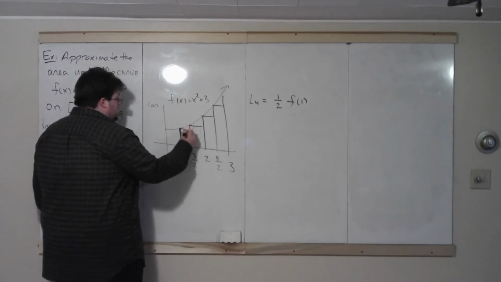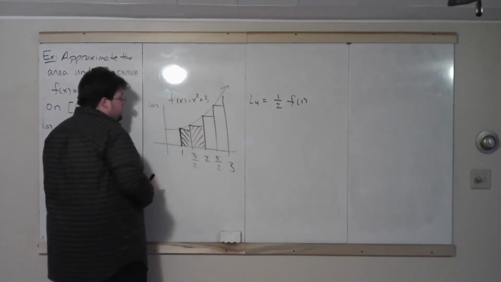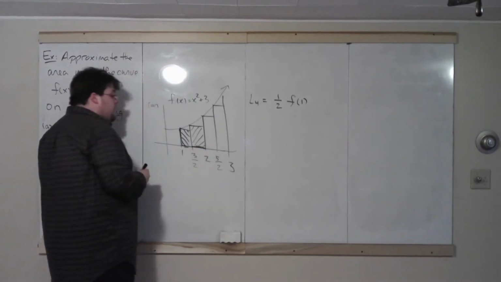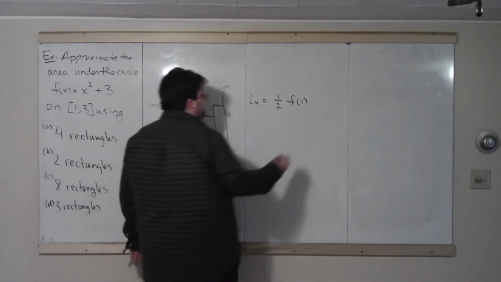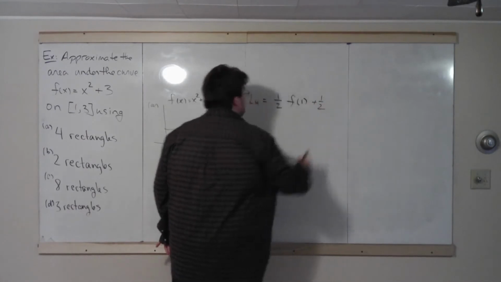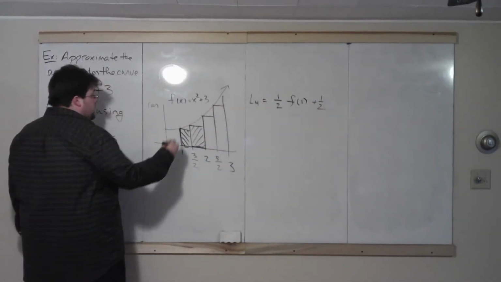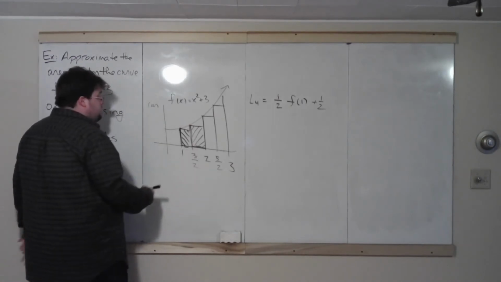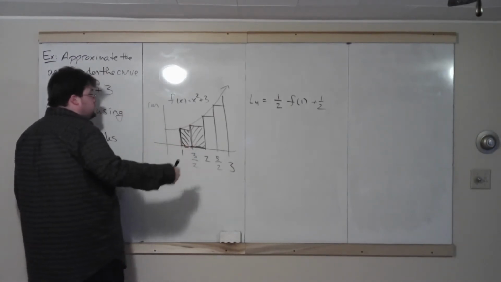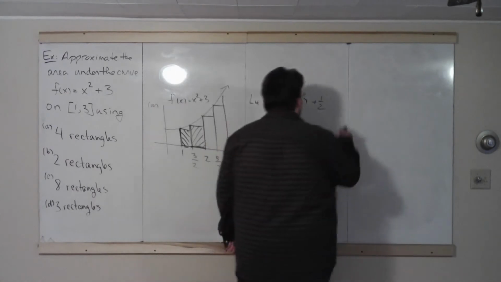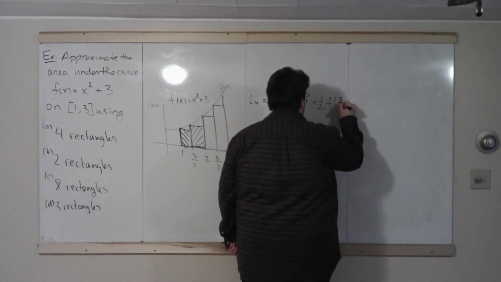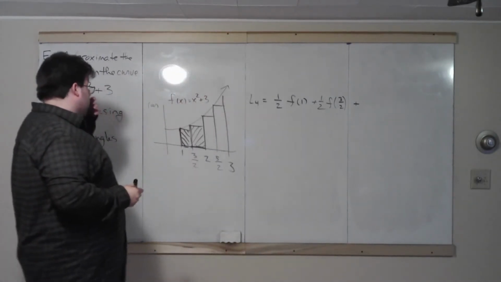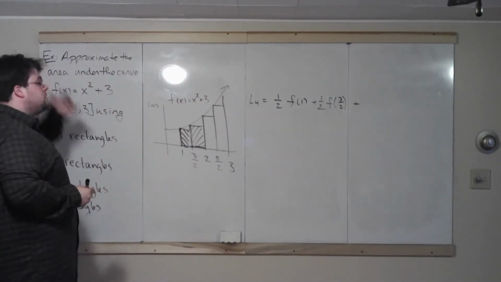The next rectangle. The base is from 3/2 to 2, so the base is again 1/2. What's the height of the rectangle? The height of the rectangle is this y value, the y value corresponding to x equals 3/2, which is f at 3/2.